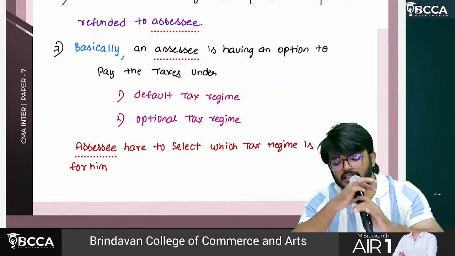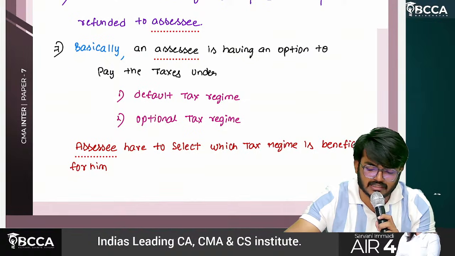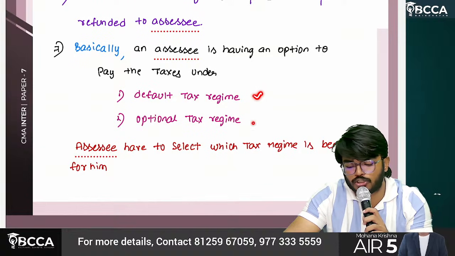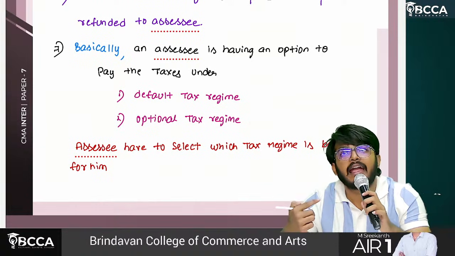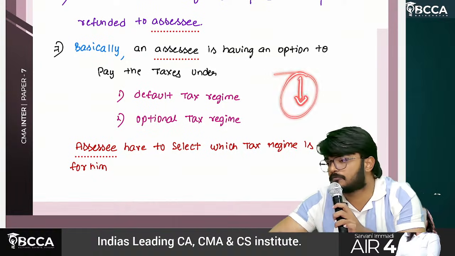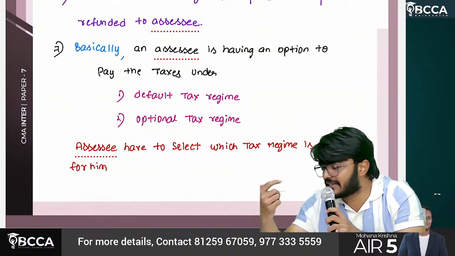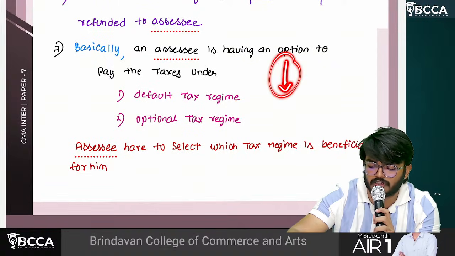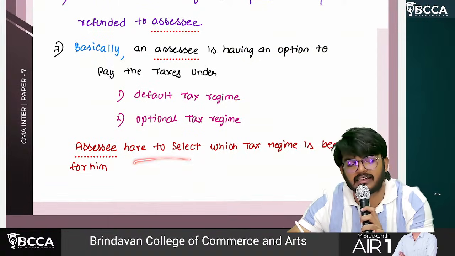2 options are there. We will calculate the tax in default tax regime also and optional tax regime also. In which tax regime that person is paying less amount of tax? Obviously that person will select that tax regime.